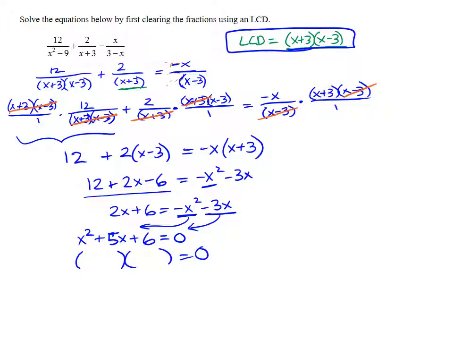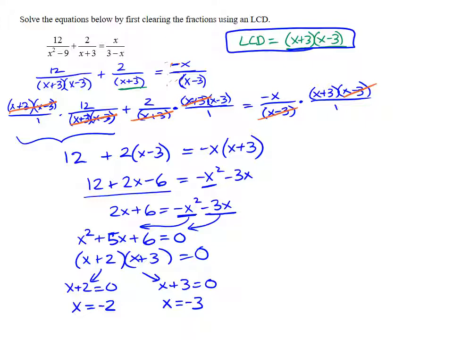X squared goes to x and x. The two factors of 6 that will make a positive 5 are positive 2 and positive 3. Now I can, using the zero product principle, set each factor equal to 0 and solve. So I'm going to get two solutions. I'm going to get x is equal to negative 2 and x is equal to negative 3. But remember, we need to check both of those.